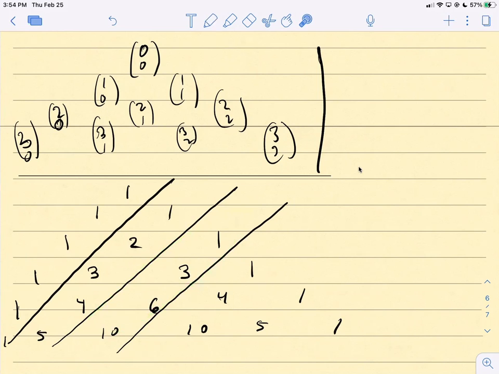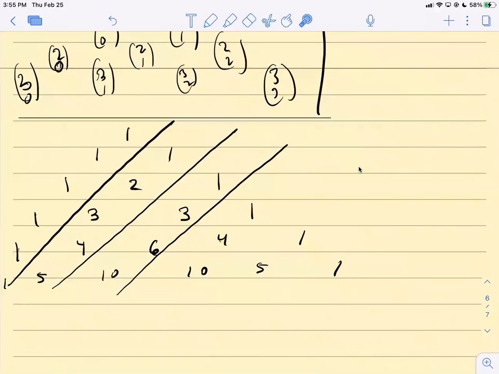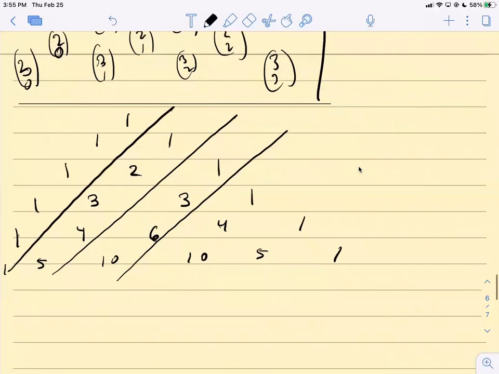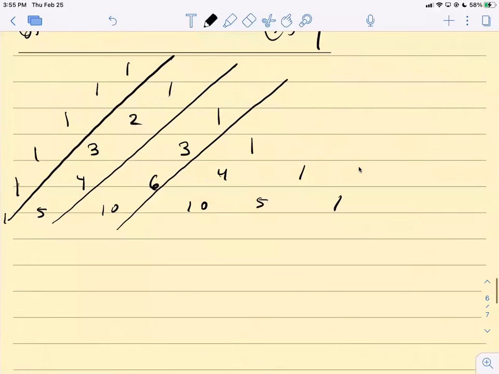1, 3, 6, 10. I think the first one obviously is all ones, and then the second one goes up 1, 2, 3, 4, 5. And then the third one, I think those are triangular numbers. Exactly, nice. That's right.